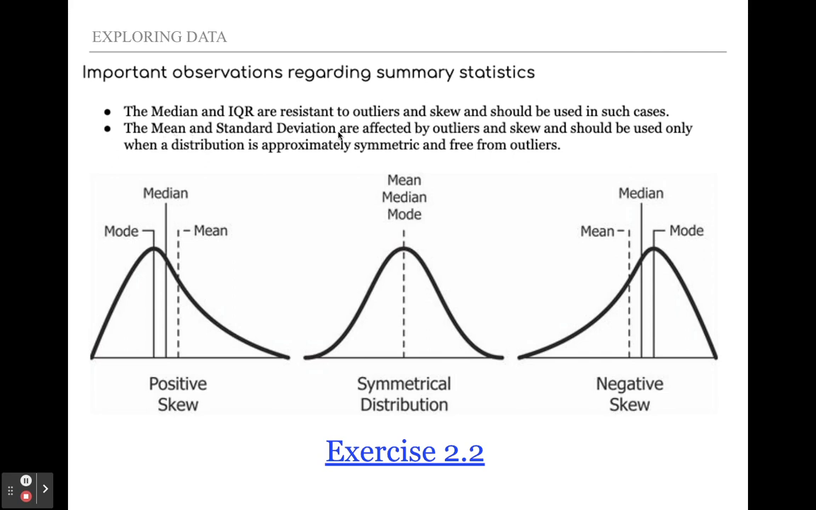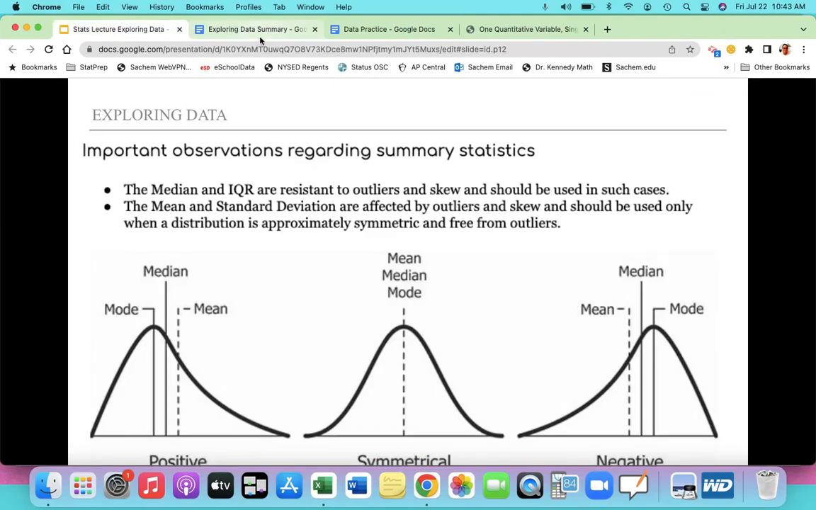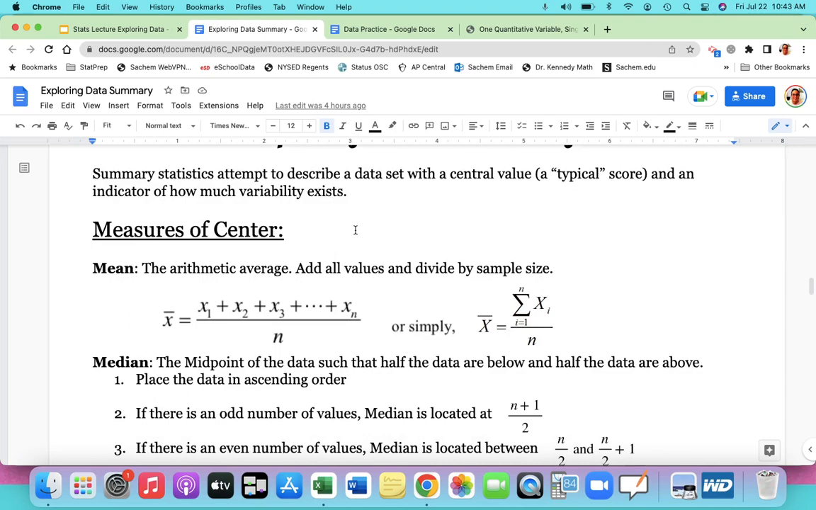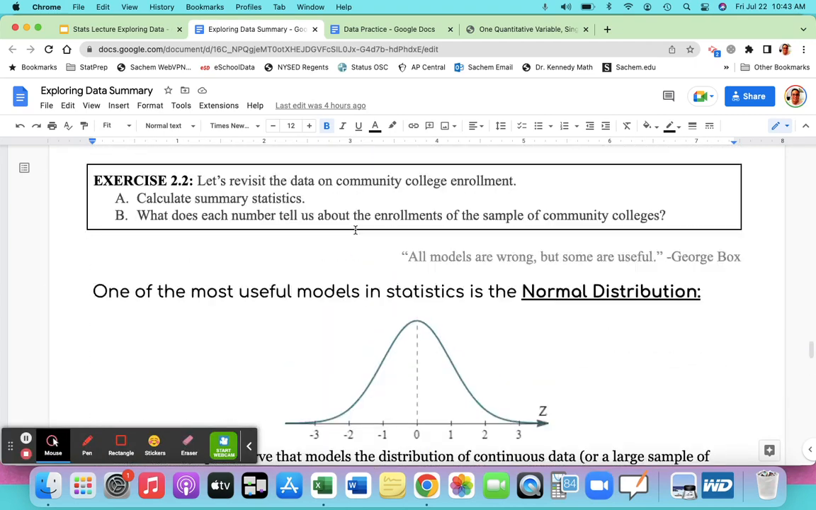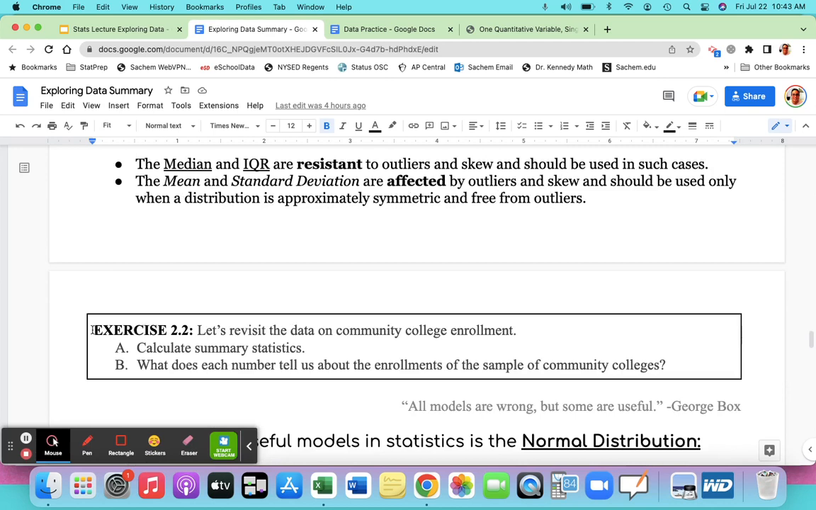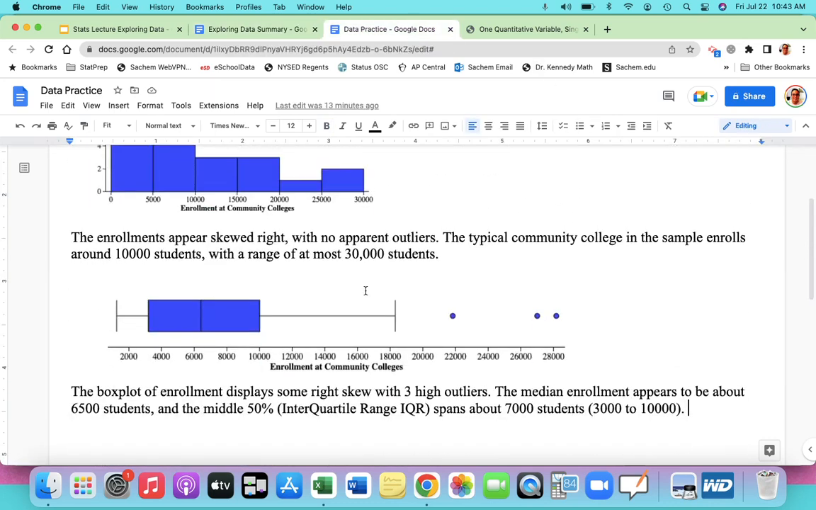So the mean and standard deviation are best when you have symmetry and no outliers. Okay, let's do an exercise. This is going to link again to the notes, which I think I have open already. So I'll just go to those. Okay, so here's our notes, and if I keep going down, here we go. Here's exercise 2.2. We're going to do this together, and I'm going to copy this and paste it into my note sheet here.